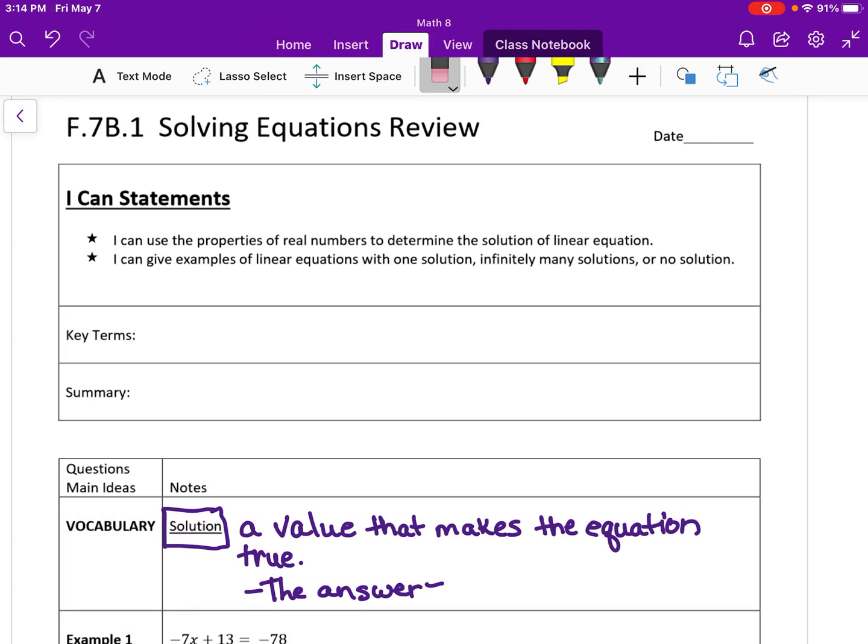Hello 8th graders. Today we're going to start out with a new unit, 7B.1. What we want to do is a little bit more reviewing with solving equations.